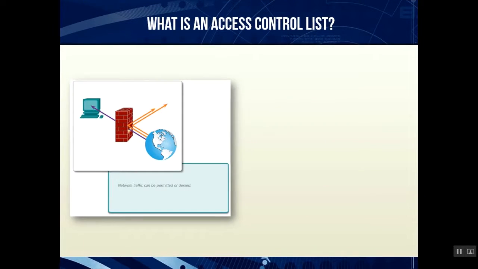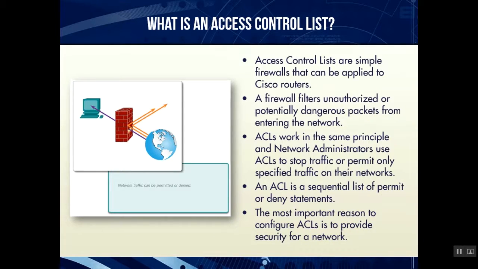What is an access control list? Access control lists are simple firewalls that can be applied to Cisco routers. Imagine a lock on the door to a room inside a building. The lock only allows authorized users with a key or access card to pass through the door. Similarly, a firewall filters unauthorized or potentially dangerous packets from entering the network. ACLs work on the same principle, and network administrators use ACLs to stop traffic or permit only specified traffic on their networks.